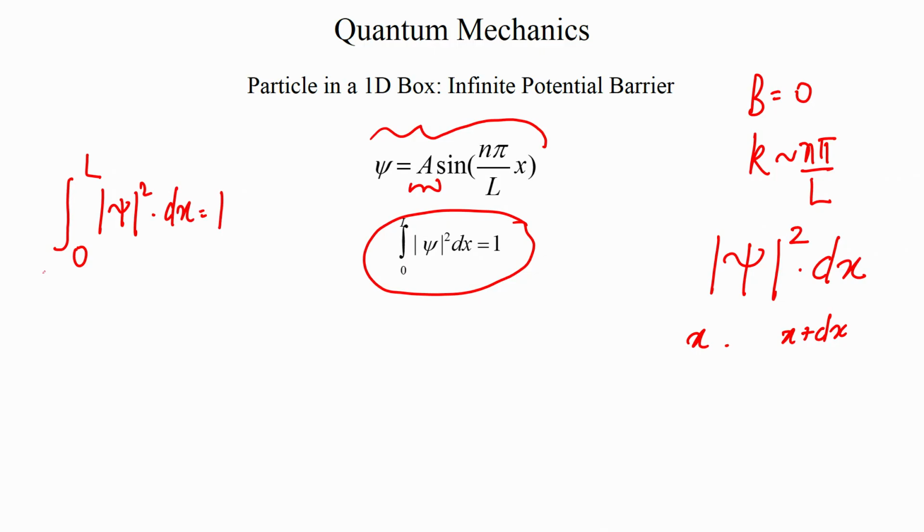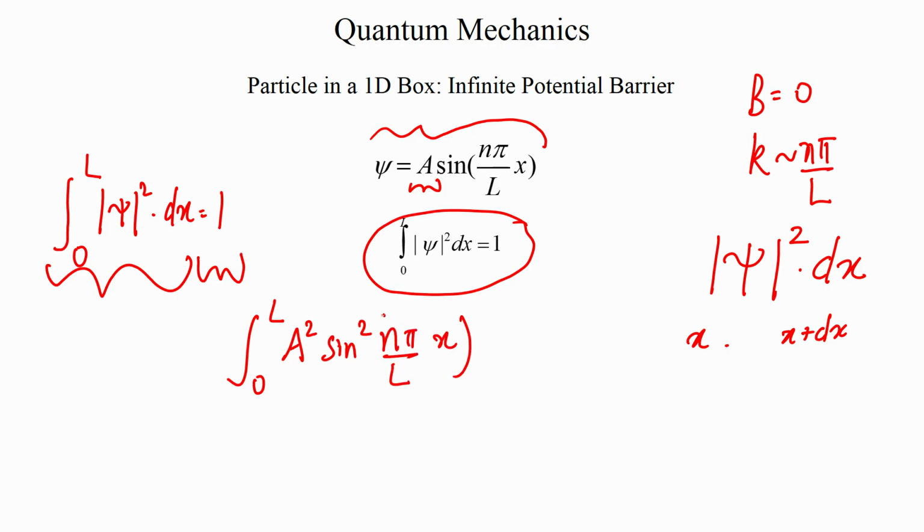Okay, so this is the probability that the particle exists somewhere inside the box, and that is guaranteed to be 1, according to this experiment. So this is the next condition that your general psi must satisfy. So what does this become? It implies that from 0 to L, if I take a square sine square n pi by L of x, then this must be equal to 1.